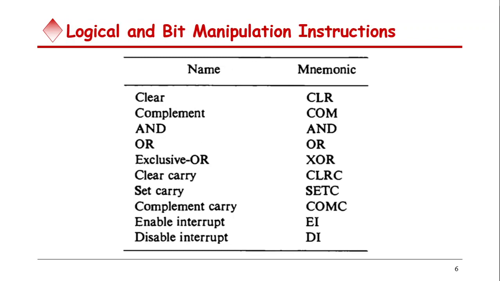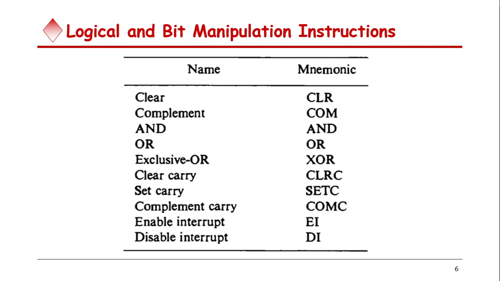Now, what are the logical and bit manipulation instructions? The logical instructions perform binary operations on strings of bits stored in registers. They are useful for manipulating individual bits or groups of bits that represent binary coded information. The logical instructions consider each bit of the operand separately and treat it as a Boolean variable. So AND, OR, XOR, these are the typical logical operations on individual bits of the operands.